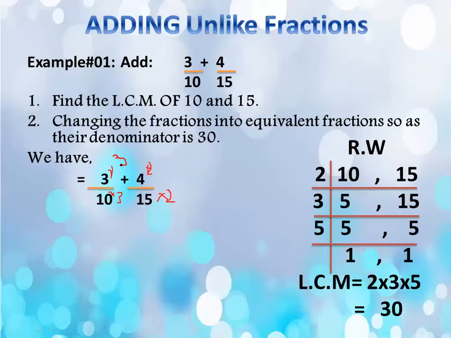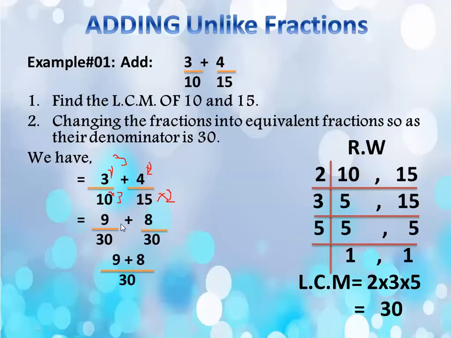So what I will get after multiplying: 10 multiplied by 3 will become 30, that is your LCM, and 15 multiplied by 2 will become 30, your LCM. Now 3 multiplied by 3 is 9 and 4 multiplied by 2 will become 8. After making your denominators common, the steps become very simple. You will simply add your numerators and keep your denominator same.